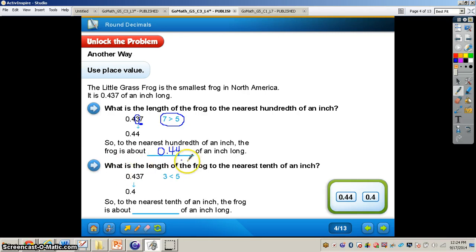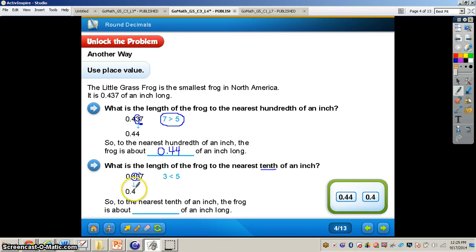So the next one, what is the length of the frog to the nearest tenth of an inch? Okay, so what we want to do, we want to circle that, underline that 3, circle the 4. We underline the number that we're keying in on. If that 3 is less than 4, what you do is you just keep that, not less than 4, but less than 5.